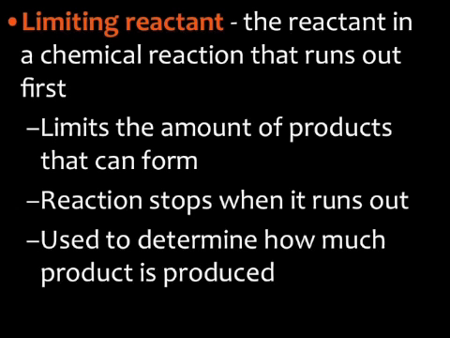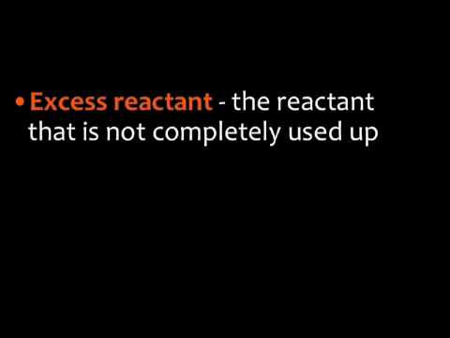So we use the limiting reactant to figure out how much product we can actually make. When we're calculating how much product could be produced, we always start with the amount of the limiting reactant. The excess reactant is the reactant that's left over, or the one that's not completely used up.